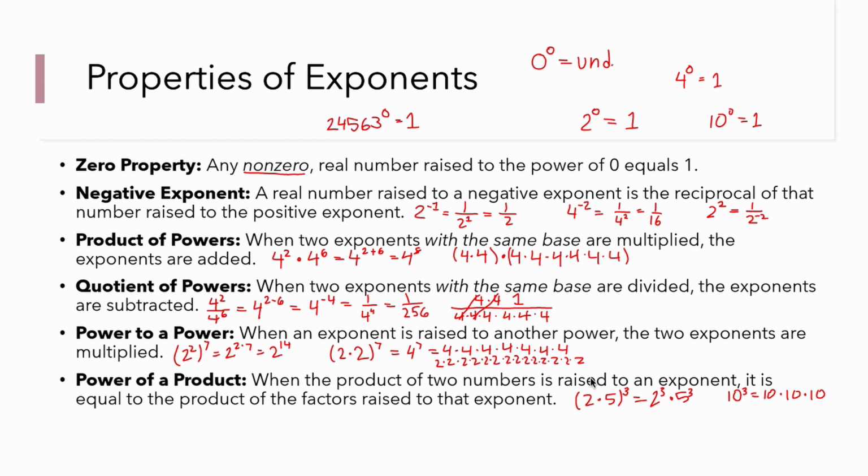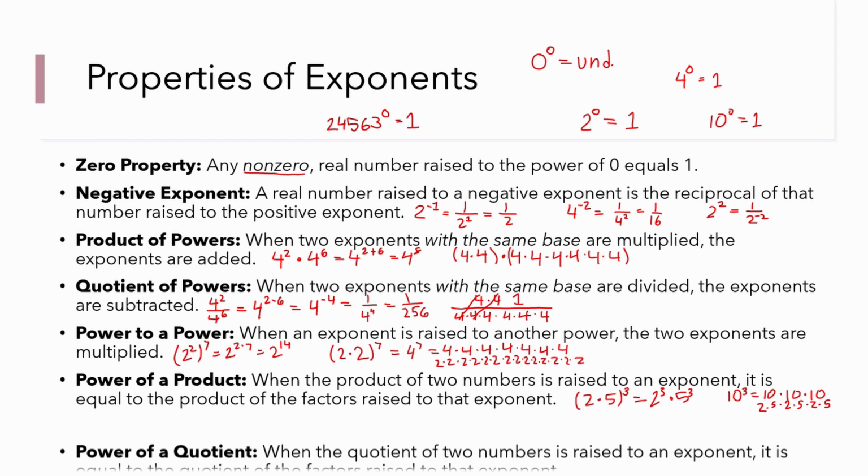But within each 10, like here, there is a 2 and a 5 being multiplied together. So this is also equal to 2 times 5 times 2 times 5 times 2 times 5. Now notice here that we have 3 2's multiplied together and 3 5's multiplied together. So since we can use the commutative property here, this will be 2 times 2 times 2 times 5 times 5 times 5, which is 2 to the power of 3 times 5 to the power of 3, because you have 3 2's being multiplied together and 3 5's being multiplied together, which is why this works.